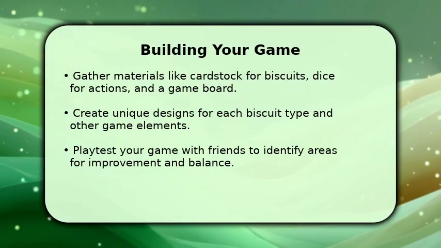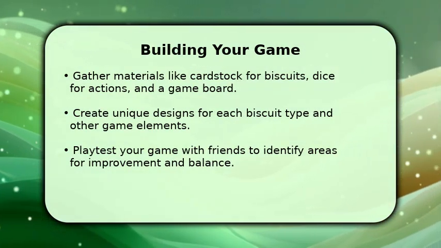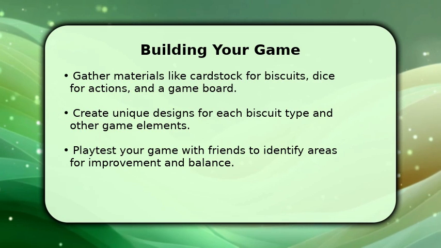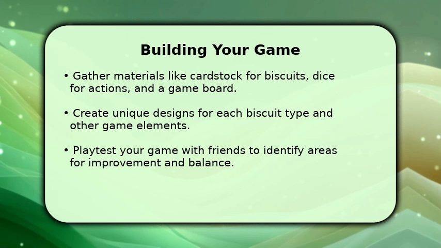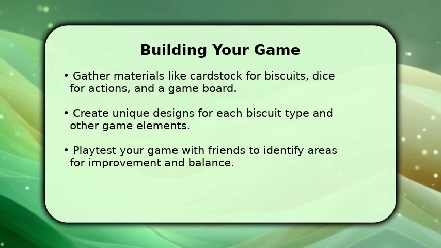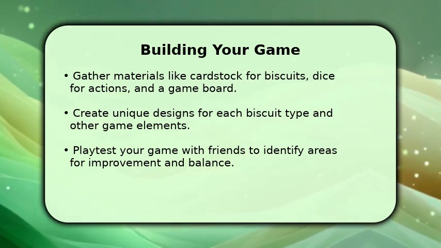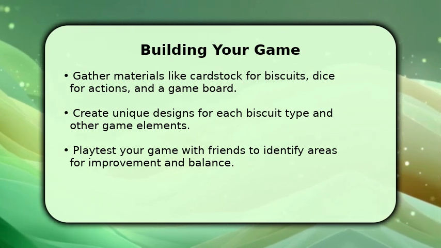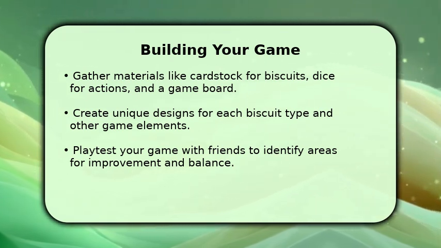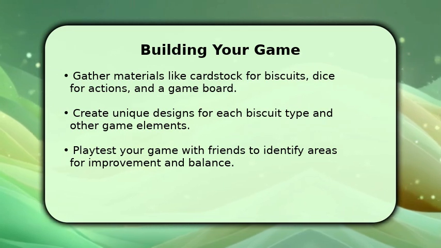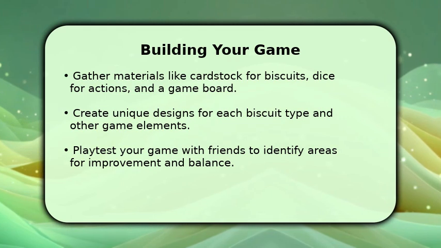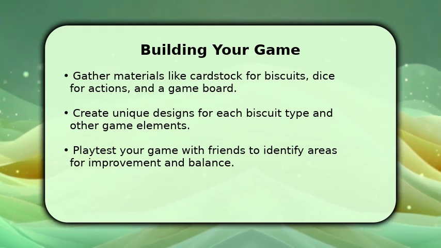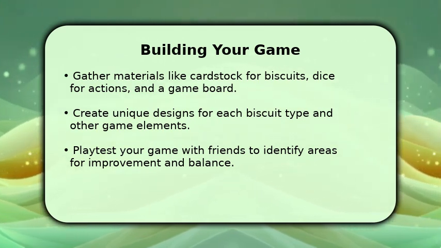To build your biscuit game, start by gathering your materials. You might use cardstock for 100 biscuit cards, small tokens for special abilities, and a simple game board. Design distinct visuals for each biscuit type, making them appealing and easy to identify. Once your components are ready, playtest the game extensively with a few friends. Observe their interactions and gather feedback to refine the rules and ensure a balanced, enjoyable experience for everyone.